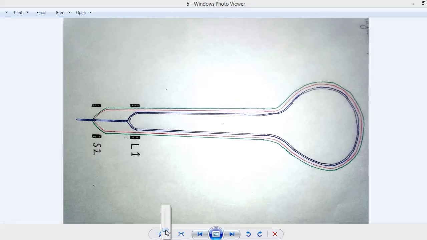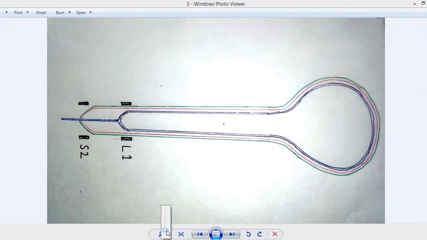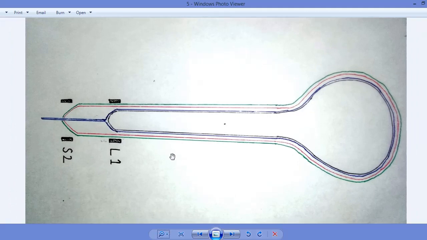Now we can see over here that the spinal cord is extended up to the L1 portion of the vertebral column. Up to the L1 portion of the vertebral column, the spinal cord is extended. So this part of the spinal cord is called conus medullaris.